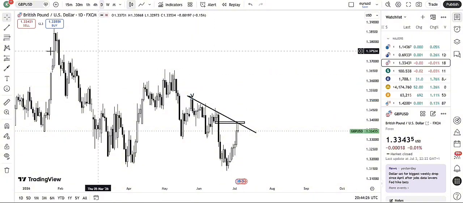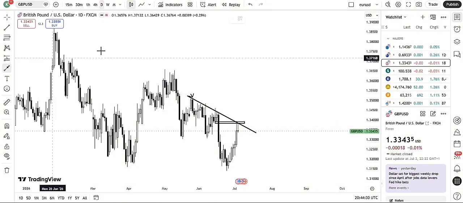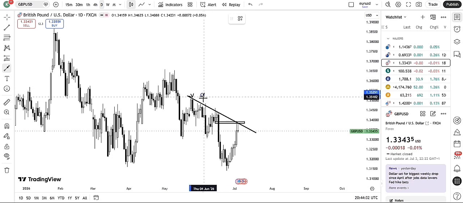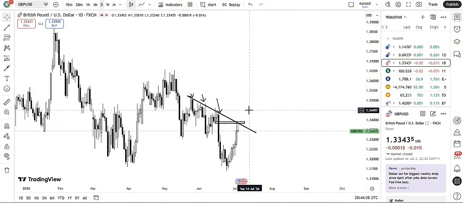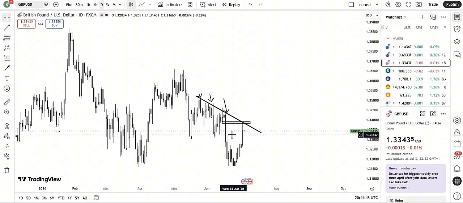There, and right here, and right here also. It's finally where we are right now. Okay, however, we want to note something, that we have a support zone right here.